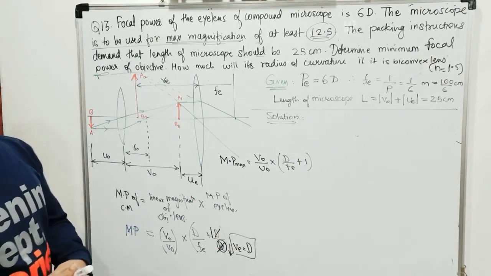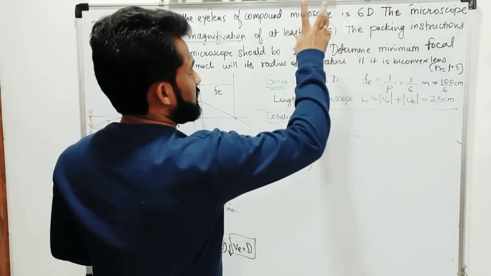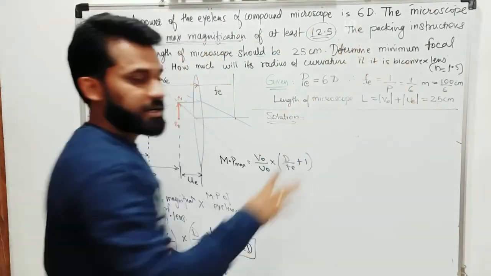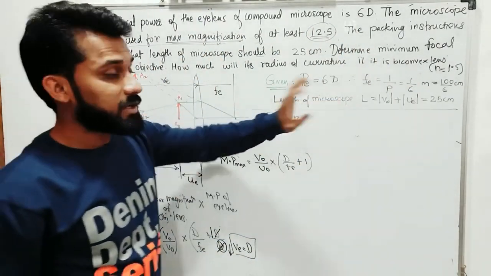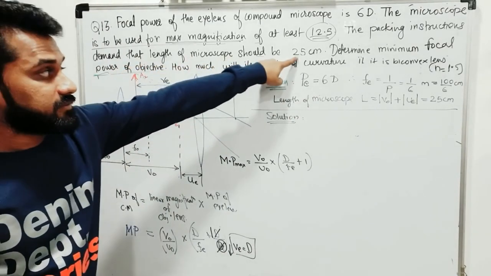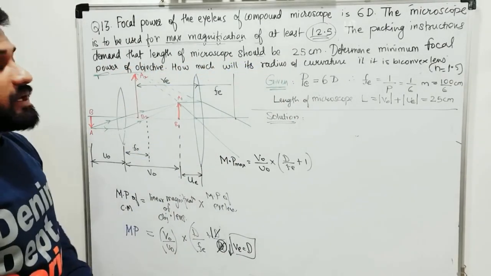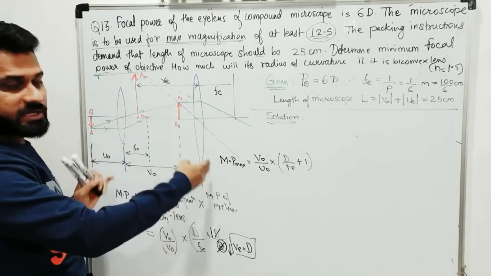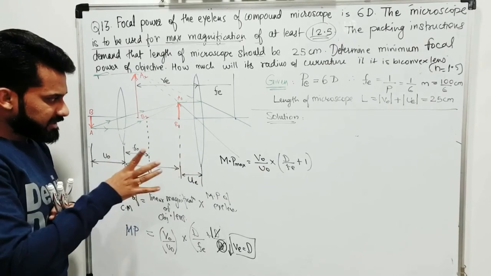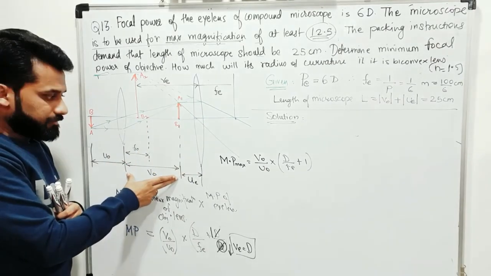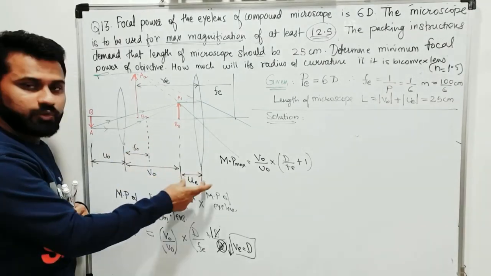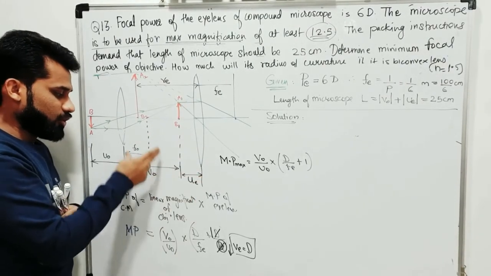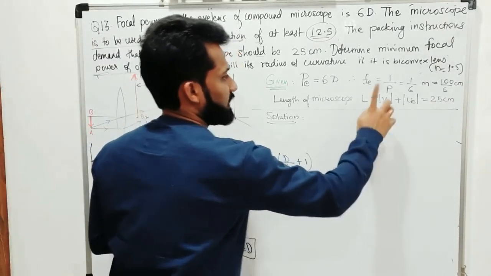Okay, so we'll start with the solution. See, what is given in the question? Focal power is given, 6D, from that I have converted into focal length. Length of microscope is given, 25 centimeters. Now, the length of the microscope is basically the distance between the two lenses, eyepiece and objective. From this figure, it is clearly V0, the image distance, plus UE. UE means the distance of this image from this lens. The sum of the values of UE plus V0 is 25.